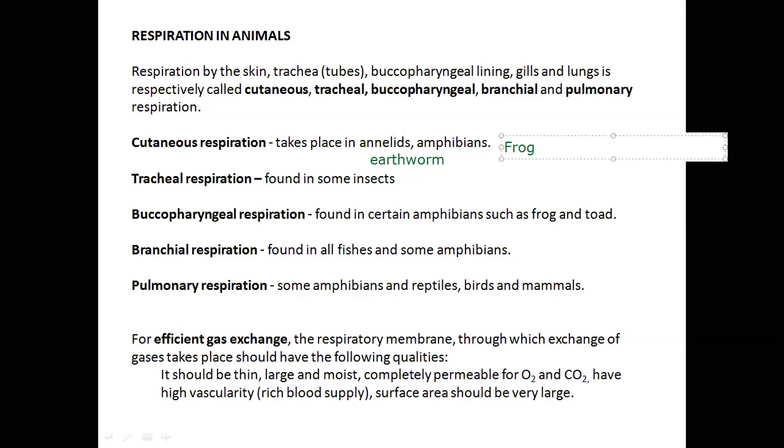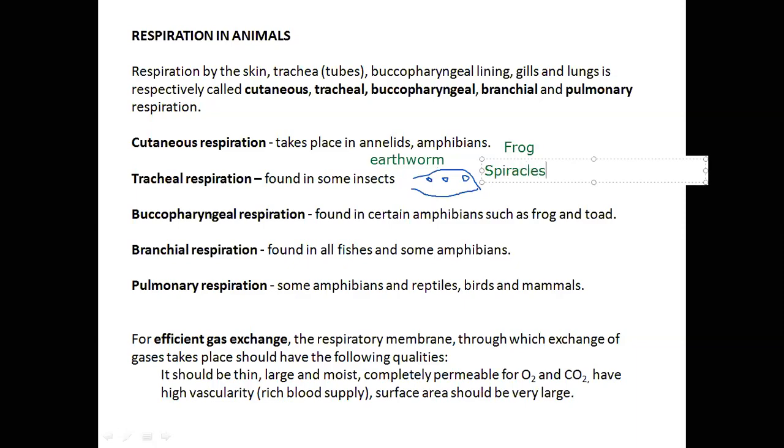Tracheal respiration में बच्चा क्या होता है? कुछ insects में there are tubes present. जैसे ये किसी insect का body है. Okay. Just imagine it as a body. Now in body there are minute pores that are present. छोटे-छोटे minute pores present होते हैं. Okay. These pores are known as spiracles. Very good, Anvi.